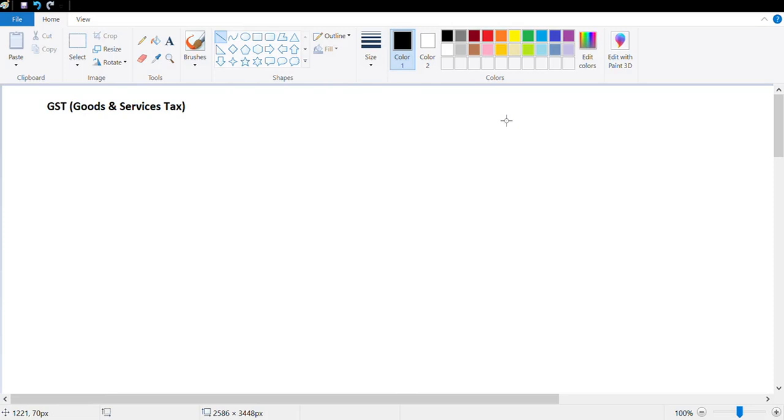It's called GST, which is basically a short form of Goods and Services Tax. Now, before I start solving questions, let me just give you a small background. GST was introduced in our country, I think, a couple of years back, 2 years back or 3 years back. What is GST? It's a tax which government charges on goods as well as on services.